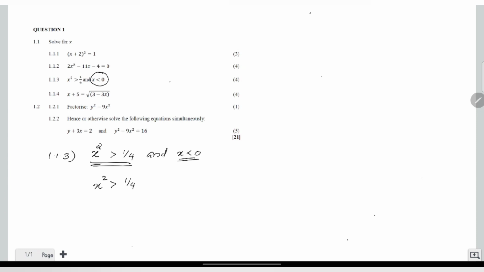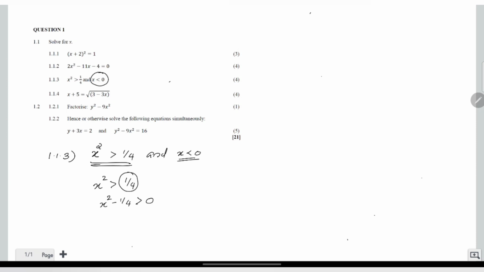So the x value must be negative. Okay, let me do that. This question, so what are you going to do? First step, this side you have to make 0. So how do you take it? x square, bring that one to the left hand side, minus 1 over 4 greater than 0.